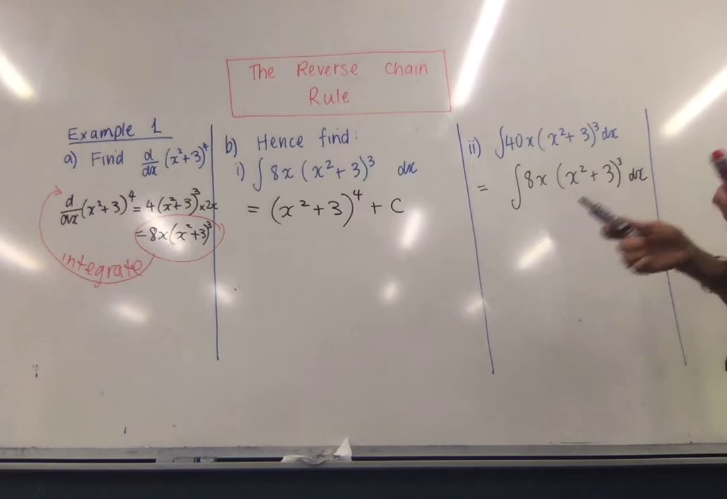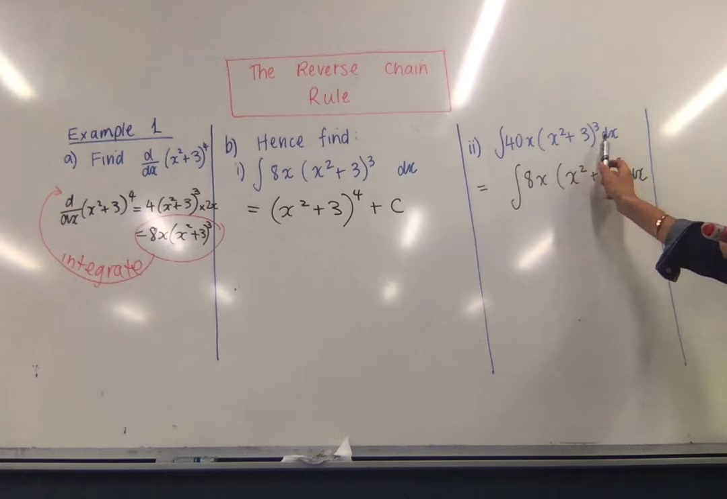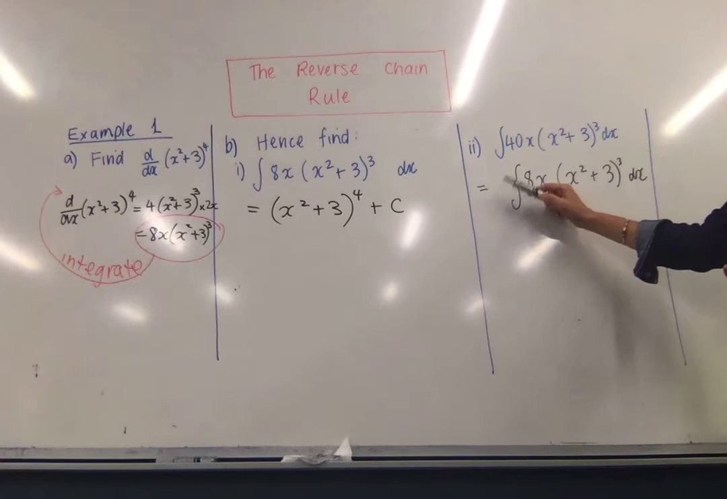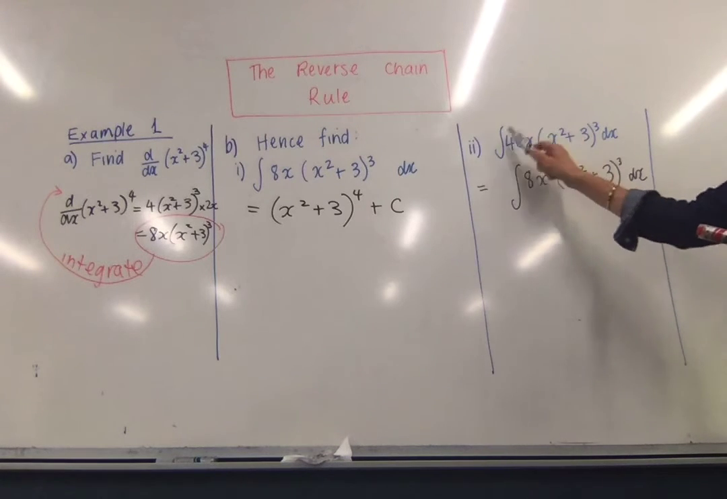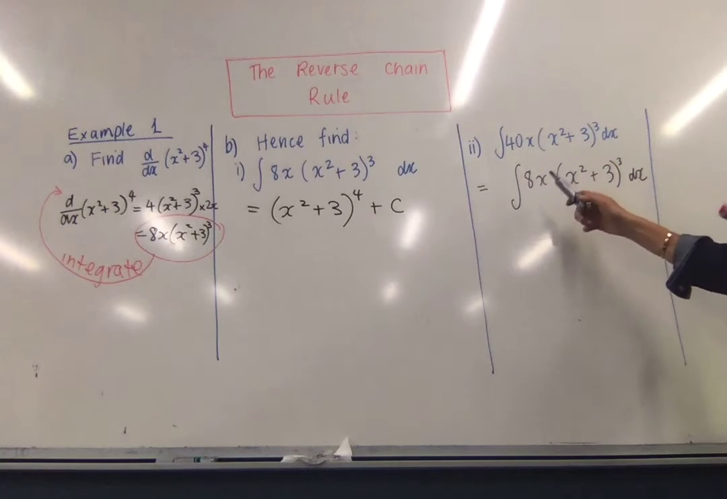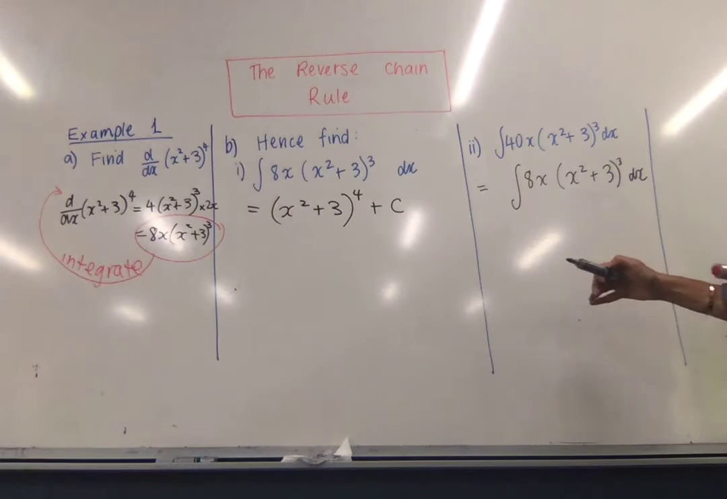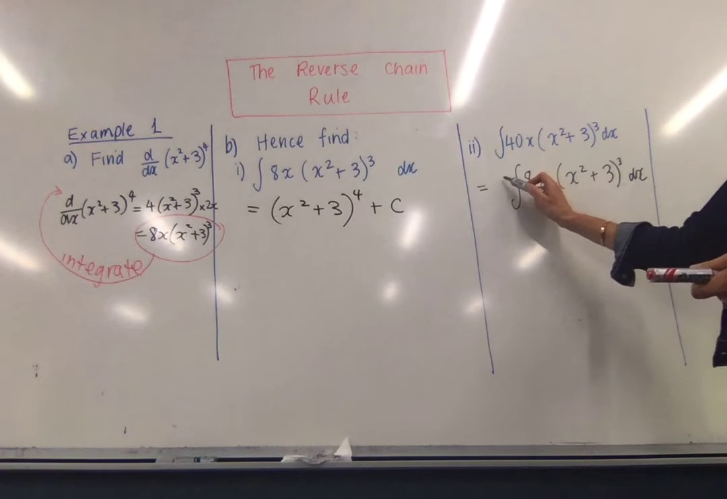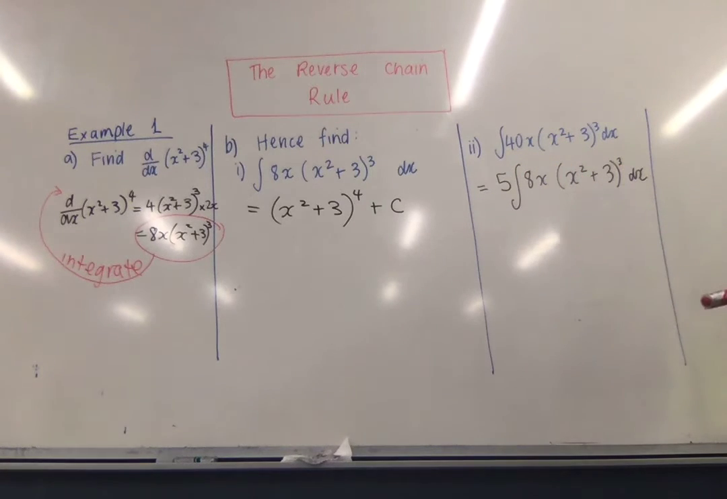I can't change the question. I still need to be finding 40x times all of this. So I want you to think about what you could take out the front of the integral sign so that you weren't actually changing the question. You were still finding the integral that was required, but we're using the result from the previous part to actually help us get there. So obviously 8x times 5 will give us 40x.